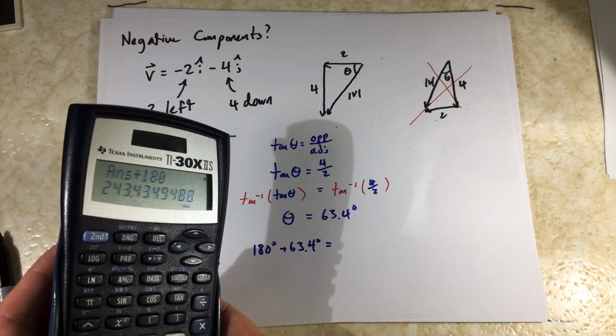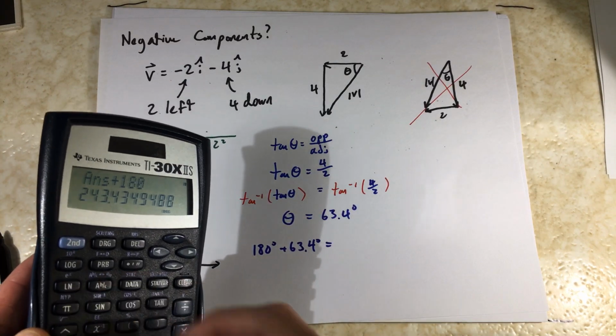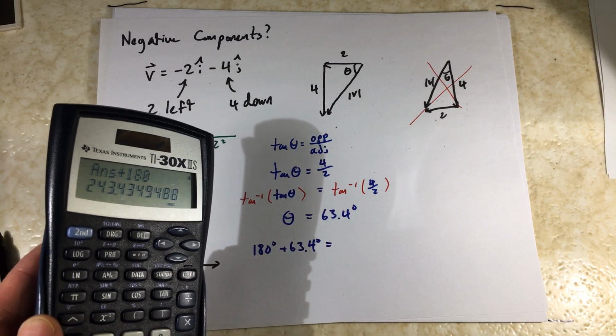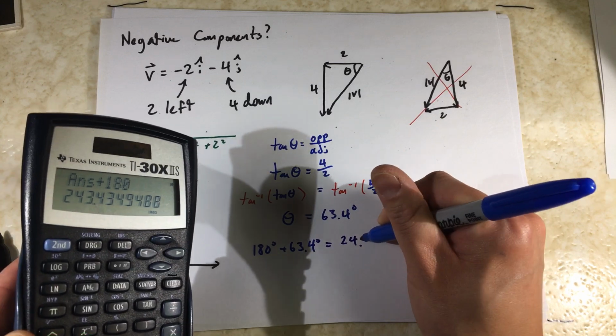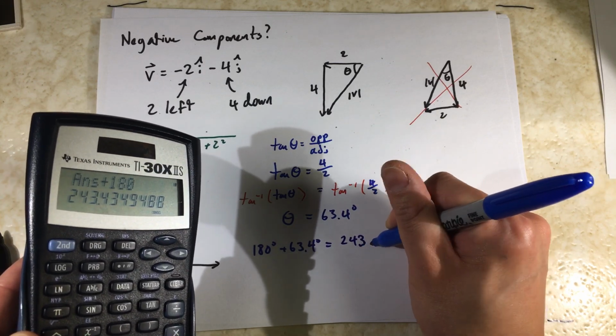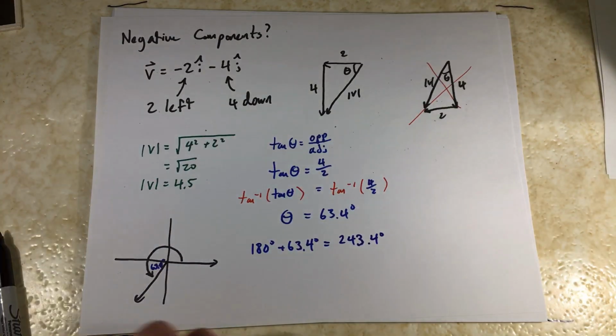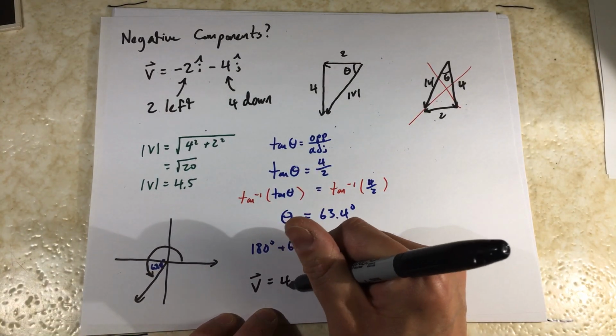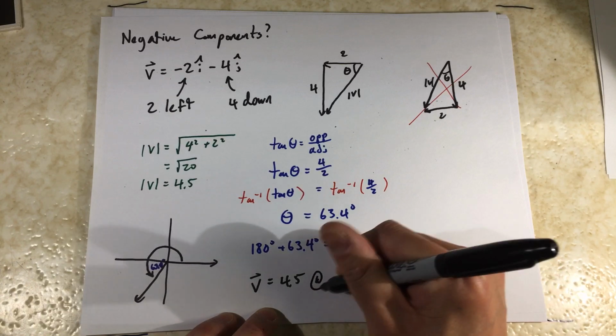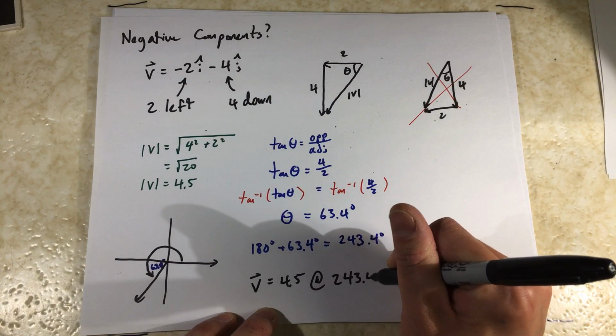So I took that answer and added 180. If you don't know how to do the second answer thing, it actually saves you a lot of time having to rewrite these things. So the correct vector would be 4.5 units long at 243.4 degrees.